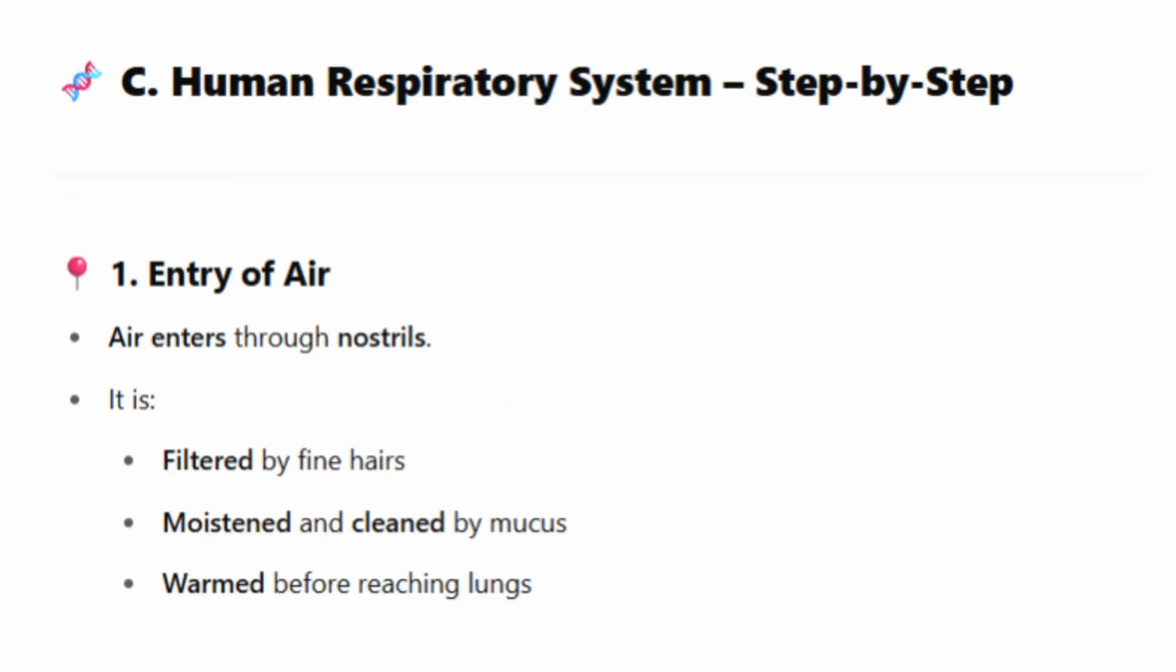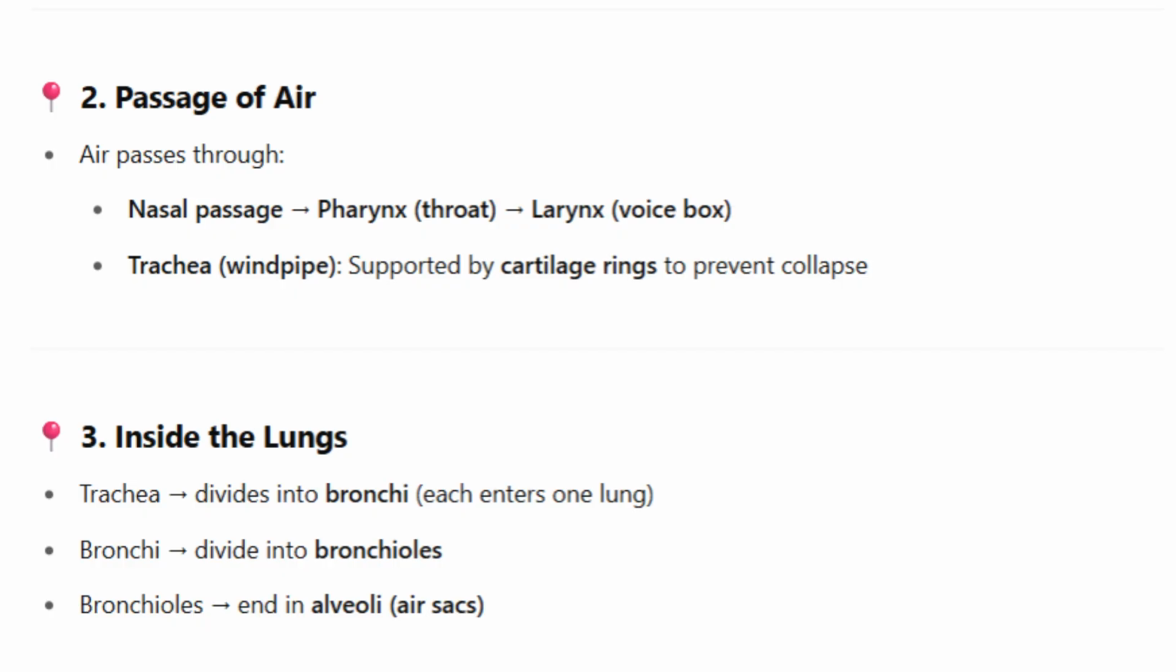C. Human respiratory system, step by step. 1. Entry of air. Air enters through nostrils. It is filtered by fine hairs, moistened and cleaned by mucus, and warmed before reaching the lungs. 2. Passage of air. It passes through the nasal passage, pharynx (throat), larynx (voice box), and trachea (windpipe), supported by cartilage rings to prevent collapse.